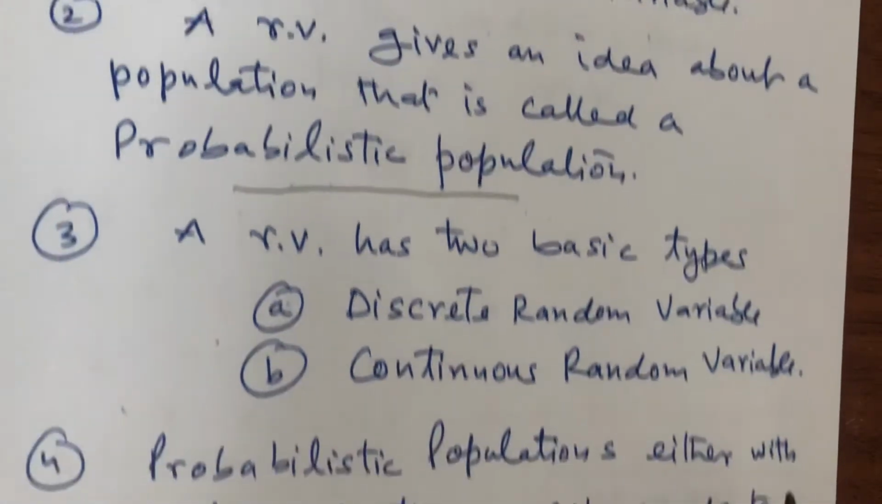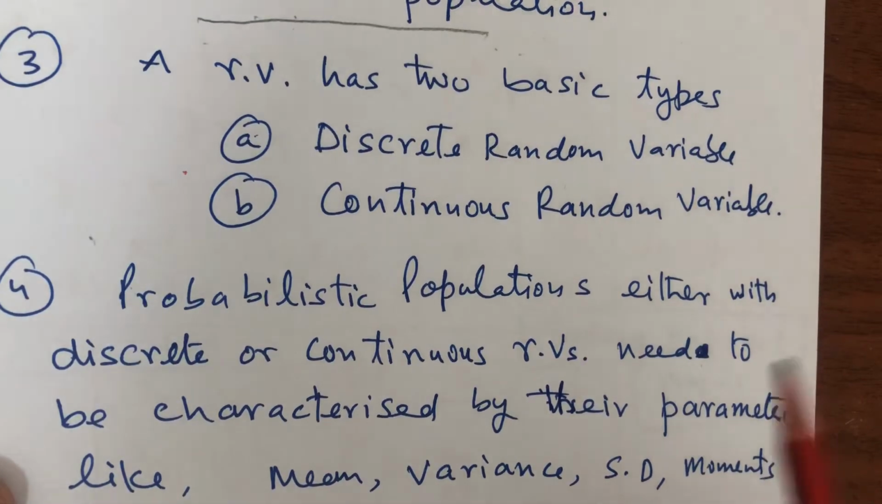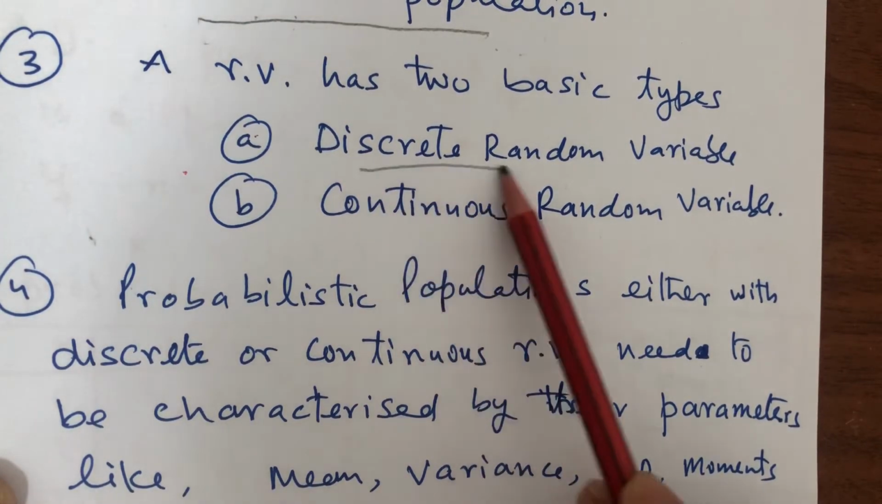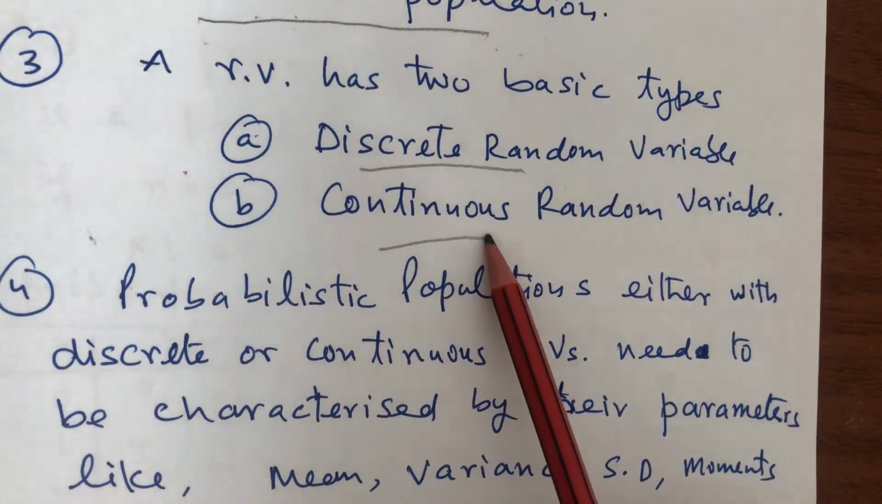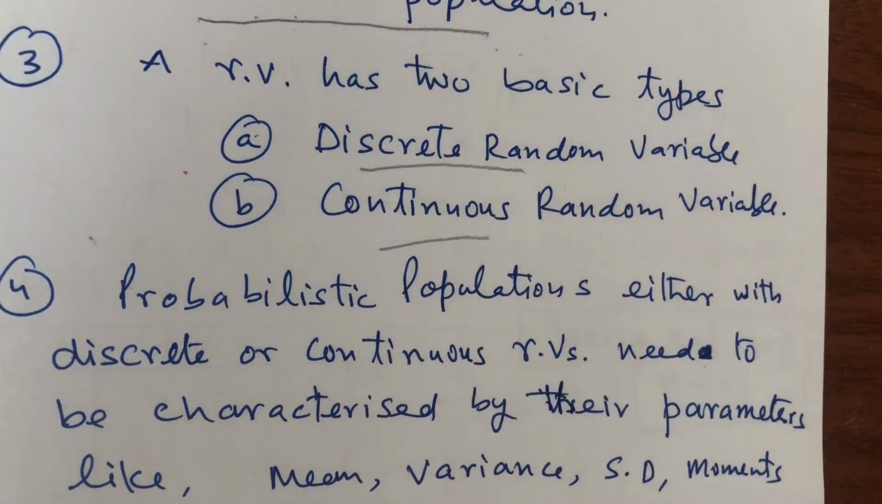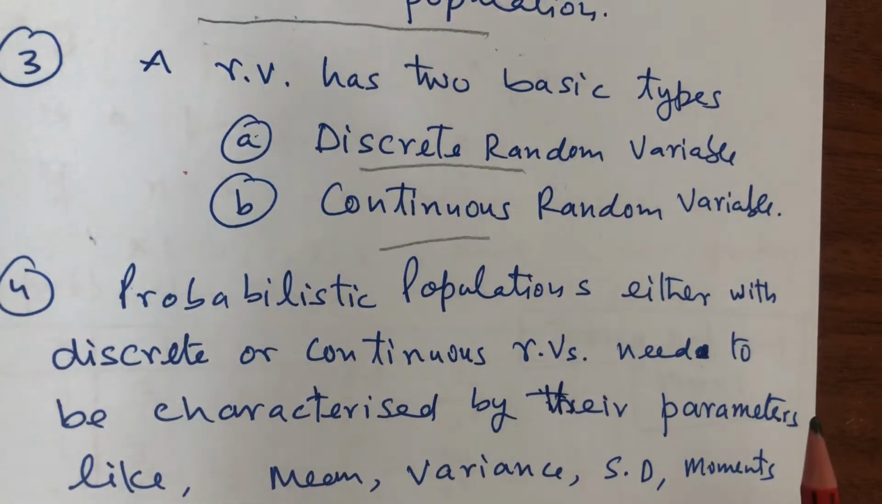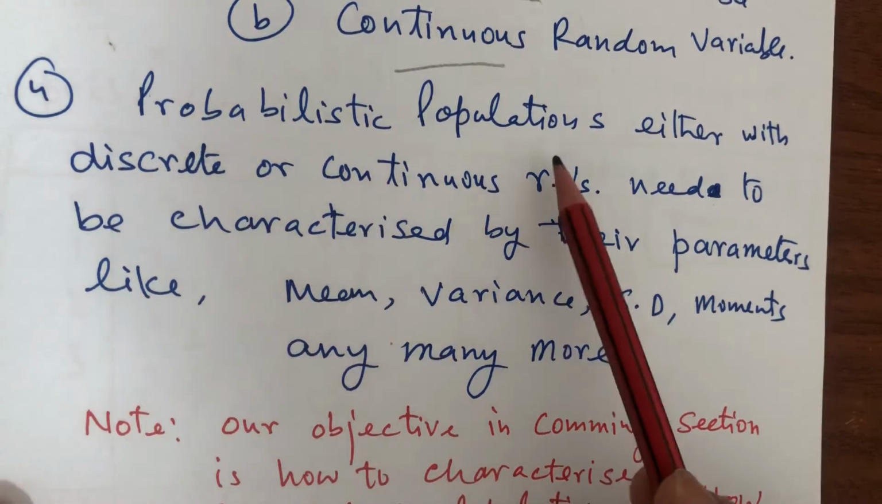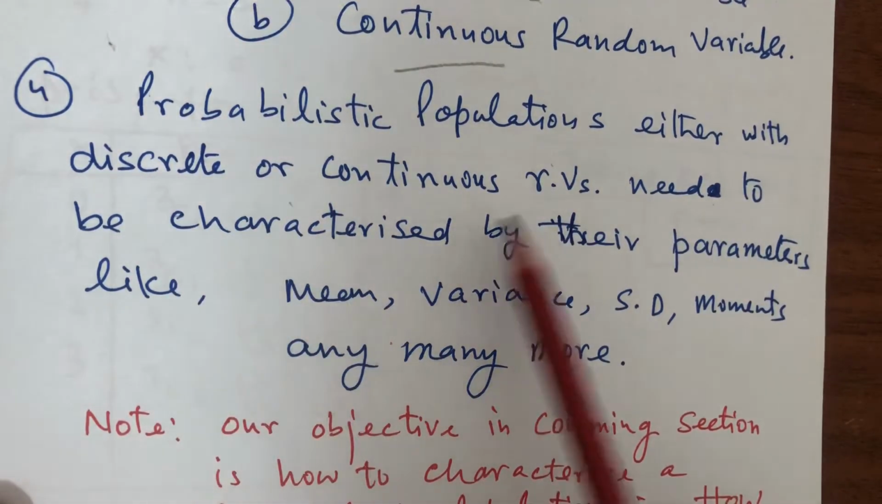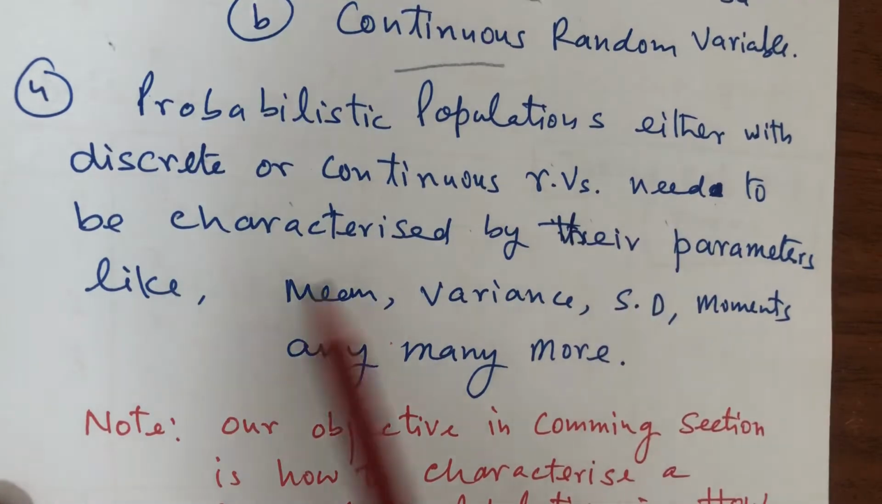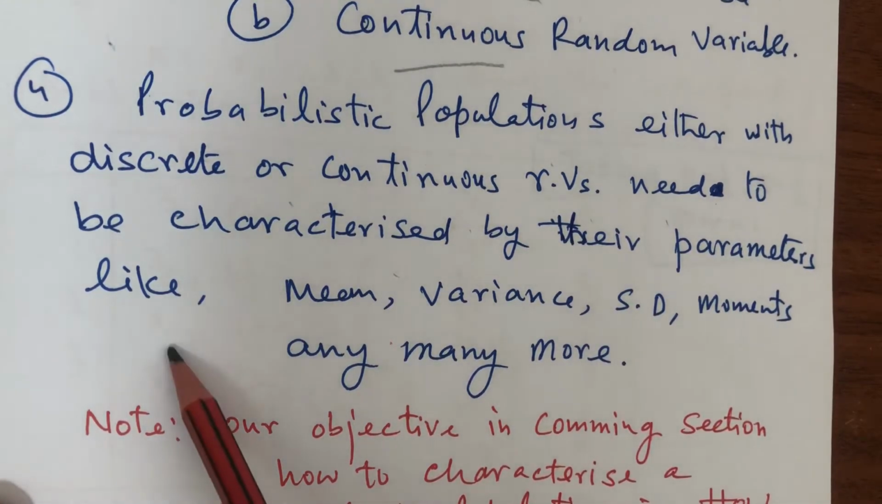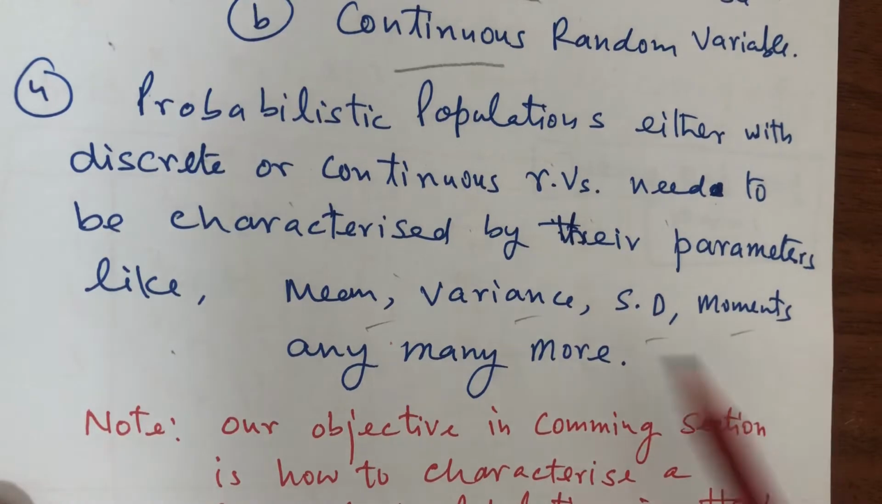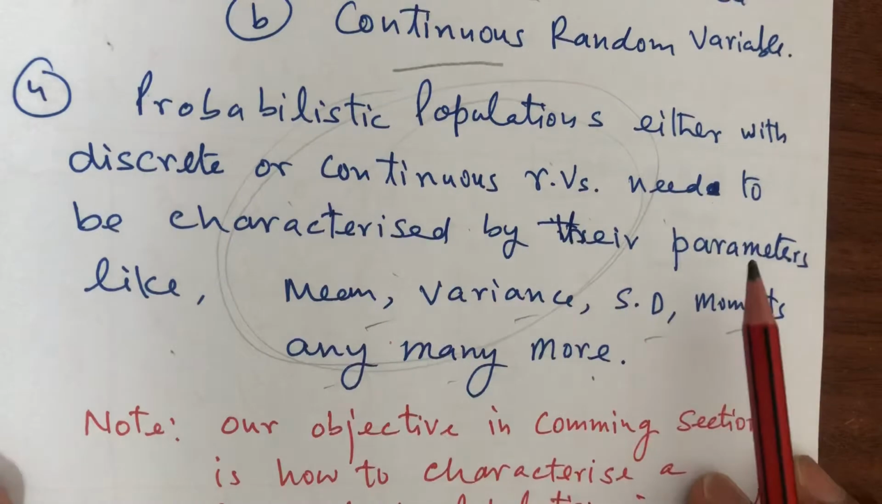If we discuss the nature of the random variable, there are two types: discrete random variable and continuous random variable. In this section, we are dealing with the discrete random variable. Continuous random variable we will take, inshallah, in some other class. And what do we mean by probabilistic population? Probabilistic populations, either with discrete or continuous random variables, need to be characterized by their parameters like mean, variance, standard deviation, moments, and many more things. This is an important point here.